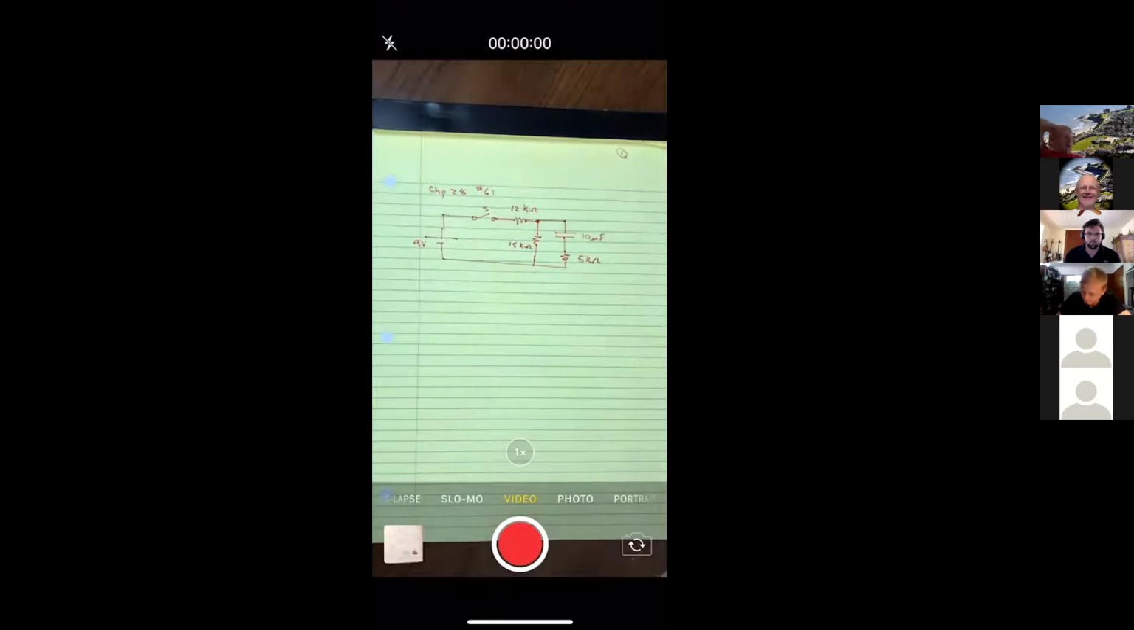All right, so I've got 3 resistors, 1 capacitor, a switch, a 9-volt battery. Now let me read the question here. It says, suppose the switch has been closed for a long time. Now let me pause right there. If you haven't caught this, catch it now.